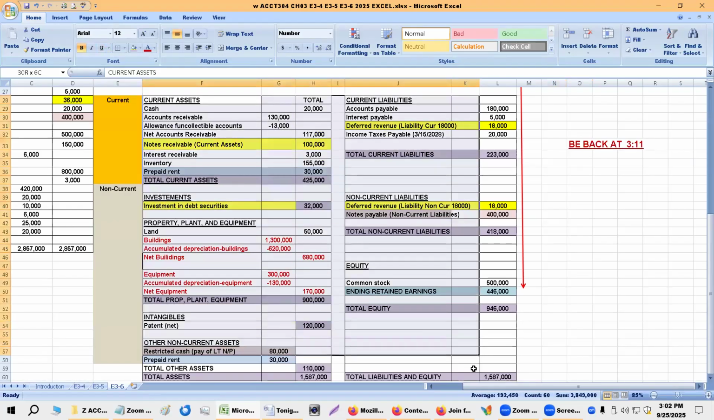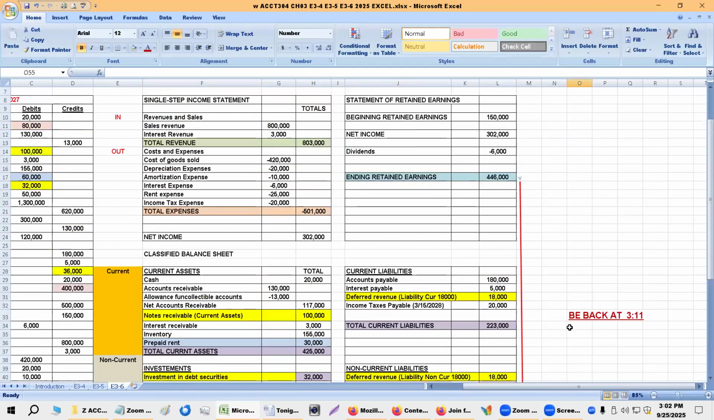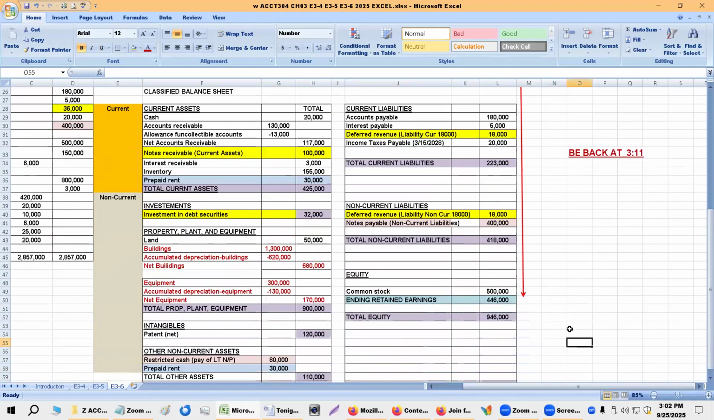So this is really what we're going to focus on for the exam. It will be on the classified balance sheet. This is kind of up there to show how it still is part of our financial statements.